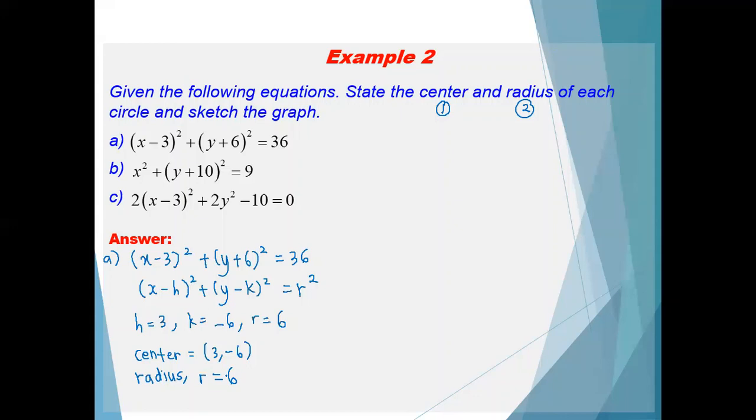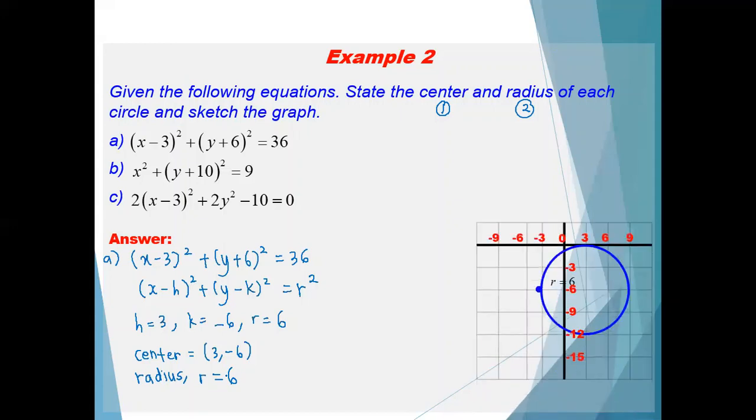So how the graph looks like. This is how the graph looks like. The center is at (3, negative 6), and then the radius is 6. Here is 3, so 3 to 9, this is the radius. The radius is applicable for all the circles. The radius around the whole circle is always 6. Okay, so we move to the second one, B.